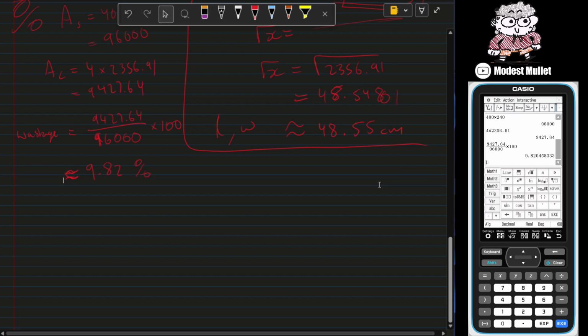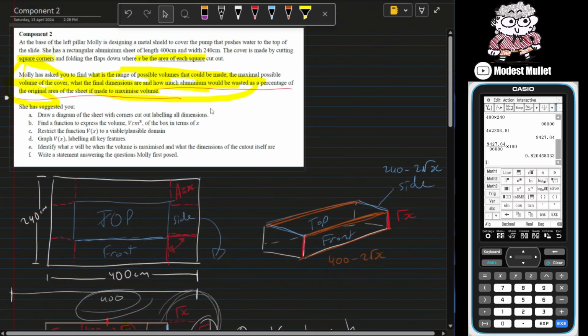So that was the last little bit of maths you need to do to write a statement answering all the questions that Molly asked. This is where we need to make sure we're reading the prompts and questions properly. But that's it on component 2.